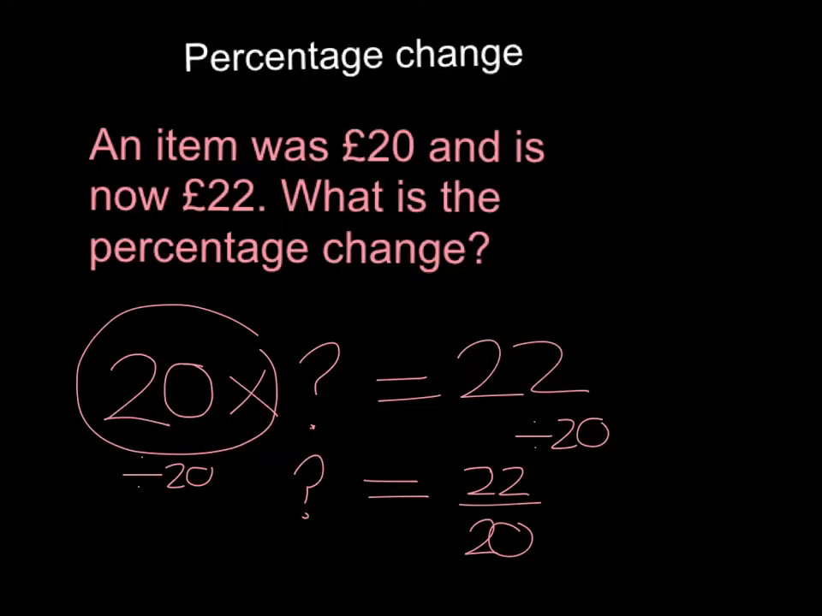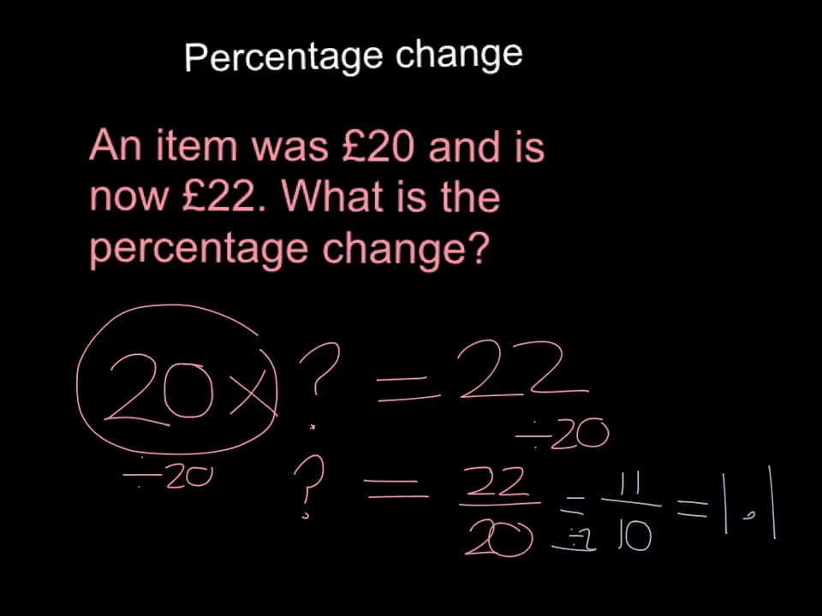Now if it's on a calculator you could quickly pop that in, but if it's not, use equivalent fractions. That's the same as 11 over 10 if you divide by 2, and then that's the same using your place value understanding. 11 divided by 10 is 1.1. So the question mark is 1.1.